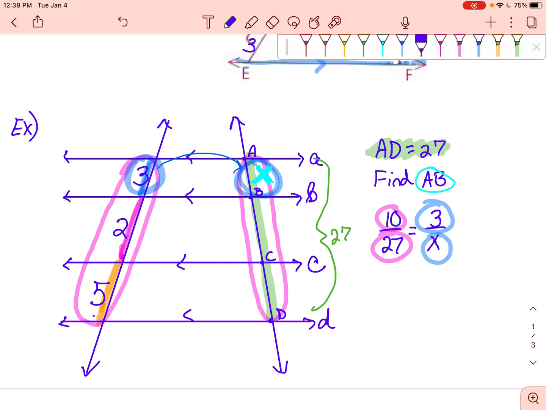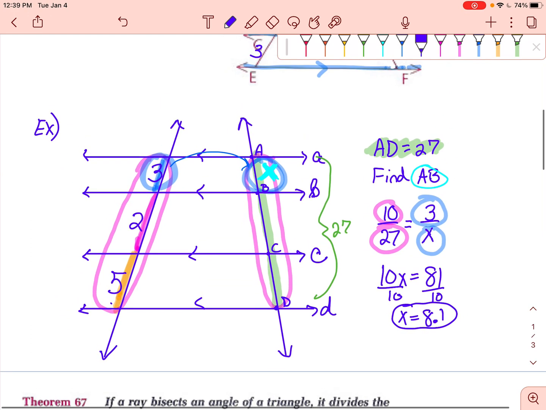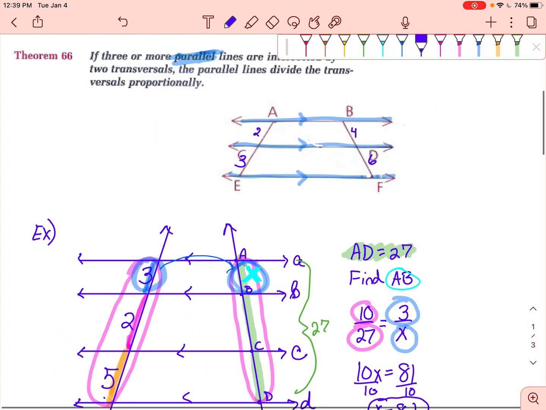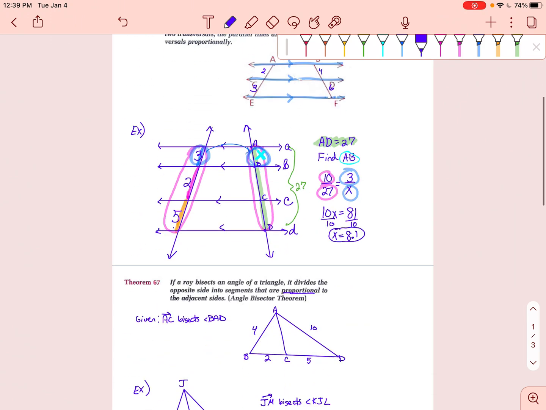And from here, if you want, you can go ahead and cross multiply. So 10 times X is 10X. 3 times 20 is 60. 3 times 7 is 21. 60 and 21 is 81. And when you divide by 10, you have X is 8.1, which makes sense. It should be a little bit bigger, obviously. So that is, again, just the side splitters theorem. When the lines are parallel, that's what all of these say. When the lines are parallel, it is splitting the sides proportionately, okay?